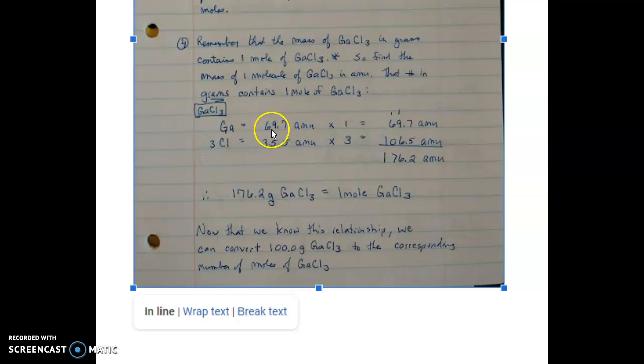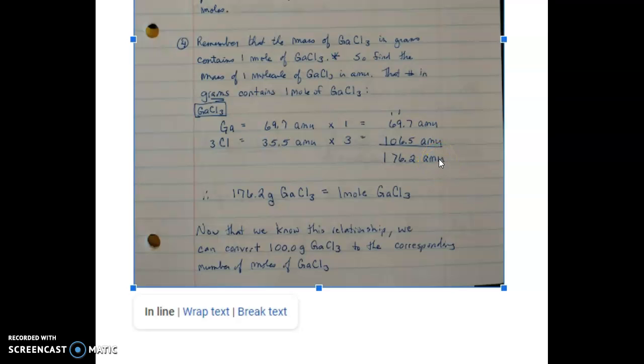The mass from the periodic chart is 69.7 for 1 Ga atom, and that's in AMU, atomic mass units. 1 atom of chlorine is 35.5 AMU, but we have 3. So we do this little multiplication here. For 1 atom of Ga, it's 69.7 AMU. 3 times 35.5 is 106.5 AMU. Then we add those together and we find that the mass of one molecule is 176.2 AMU.